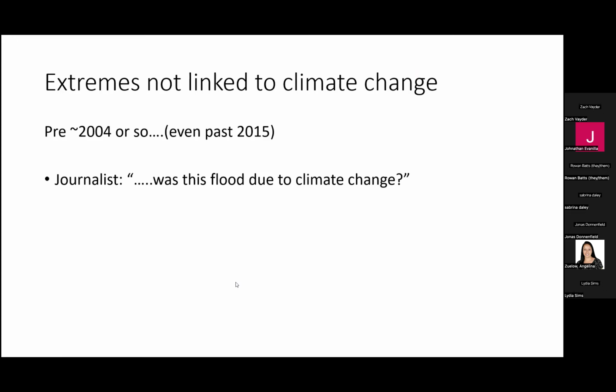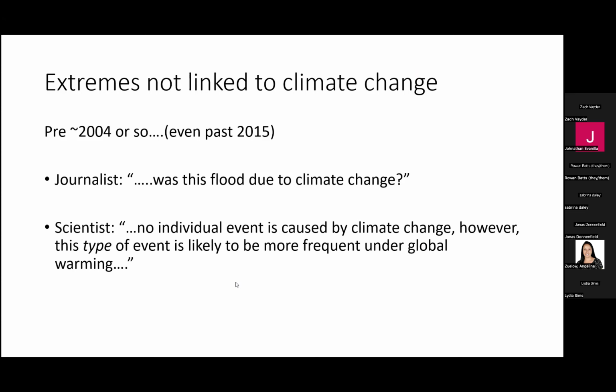I'm moving to the fifth topic, which is around attribution. And so prior to about 2004 or so, technically, and probably even today, a journalist will ask a question like, was this flood due to climate change? And the scientist prior to 2004, very careful people, would say something like, no individual event is caused by climate change. However, this type of event is likely to be more frequent under global warming. And the journalists would go away unhappy and the scientists felt they'd stayed in a safe space. Thank you, that was very helpful.